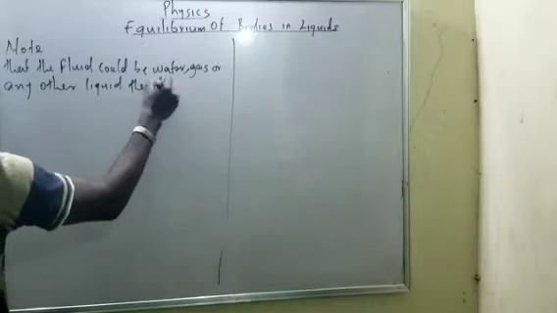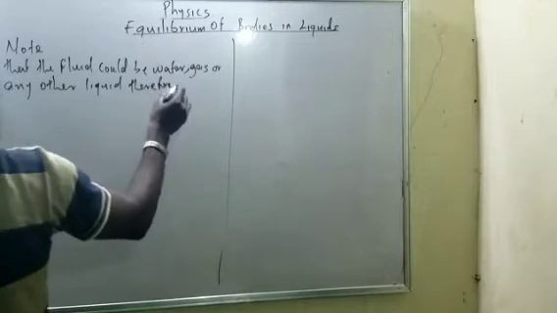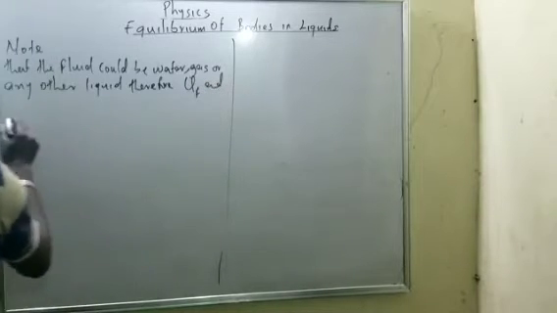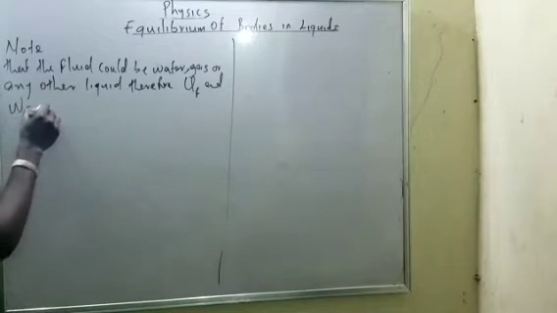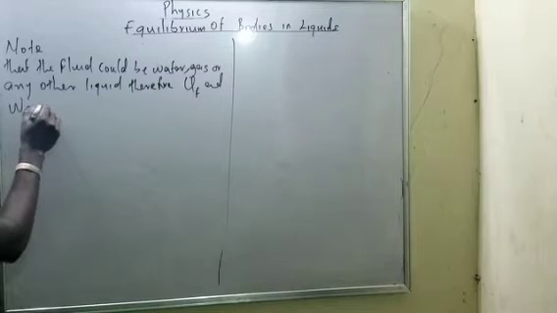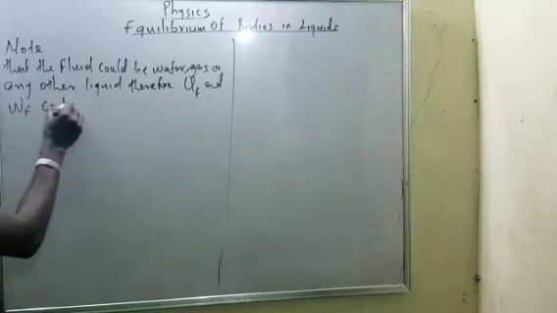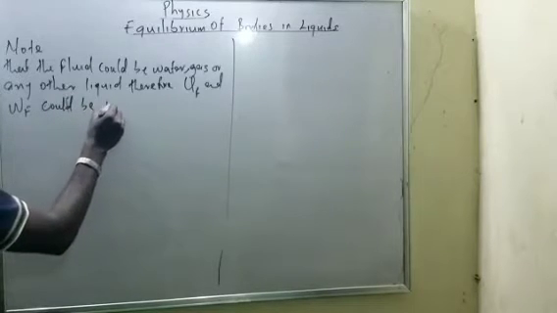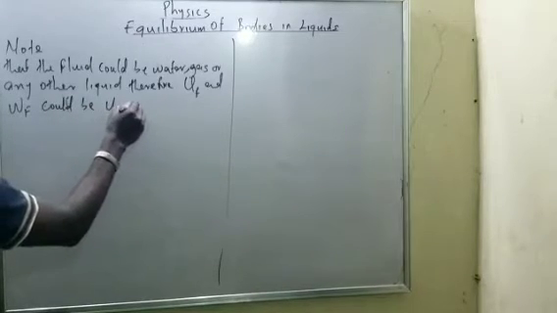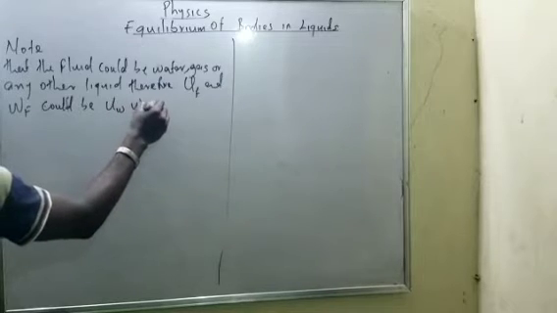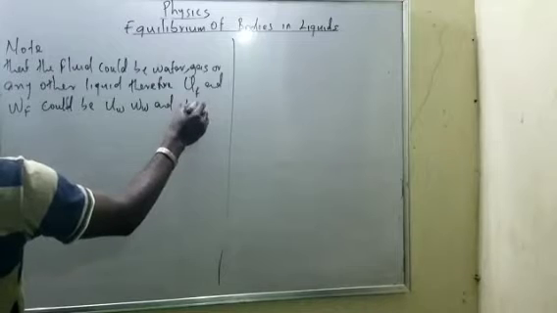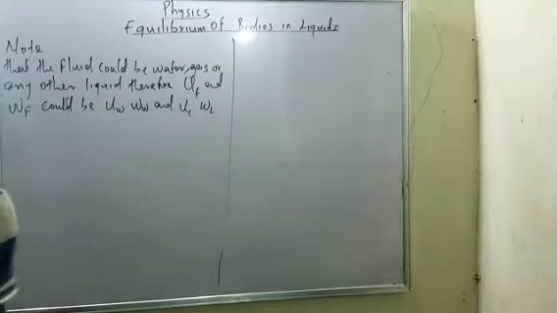Therefore, U of F and U of W, W of F could be of water, and what? Of liquid. Now, that is just what we are trying to say.